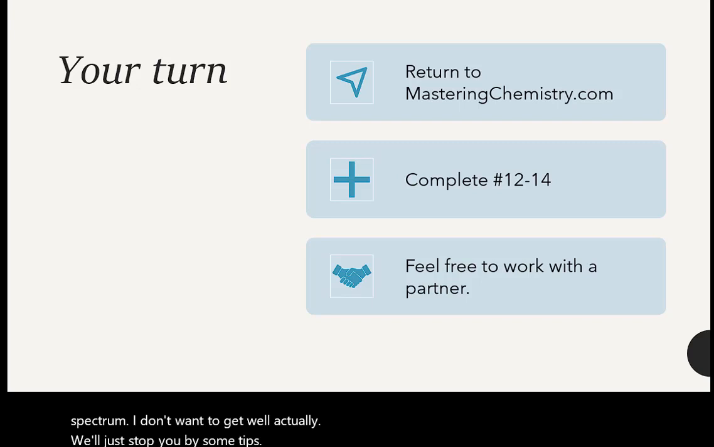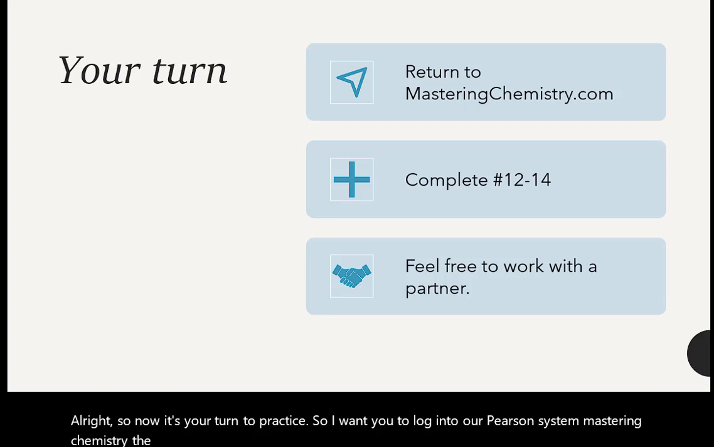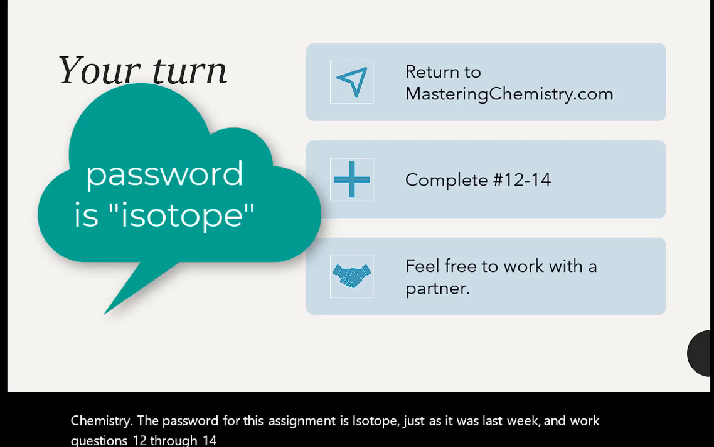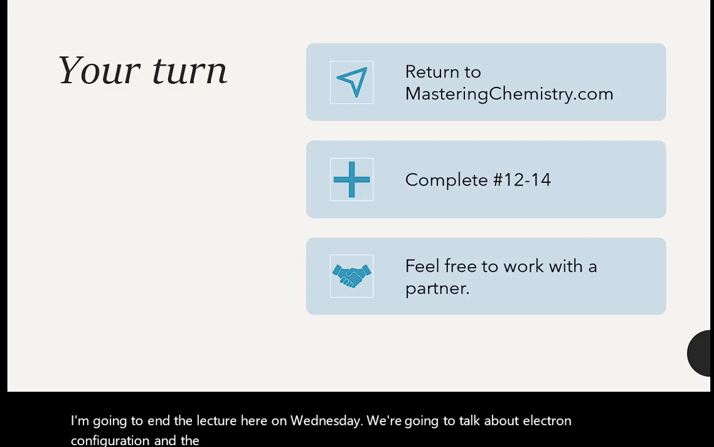All right, so now it's your turn to practice. I want you to log into our Pearson system, Mastering Chemistry. The password for this assignment is Isotope, just as it was last week, and work questions 12 through 14. I'm going to end the lecture here. On Wednesday, we're going to talk about electron configuration and the electromagnetic spectrum.